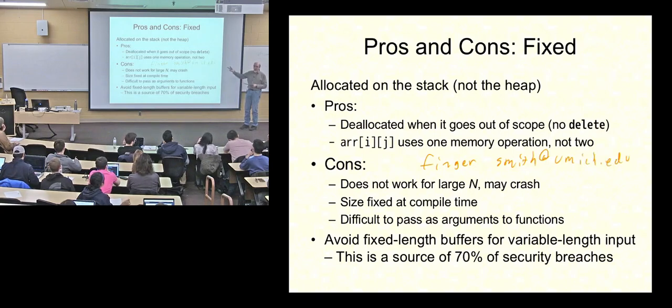But 30 years ago, someone figured out, hey, when you type something like finger Smith at umich.edu, the finger daemon, the program running on that other server waiting to receive the finger request, is assuming this is going to be 8 bytes long. But it doesn't have to be 8 bytes long. I could finger 1,000 characters at some other machine. What happens to those other 992 characters? They overwrite the finger daemon.